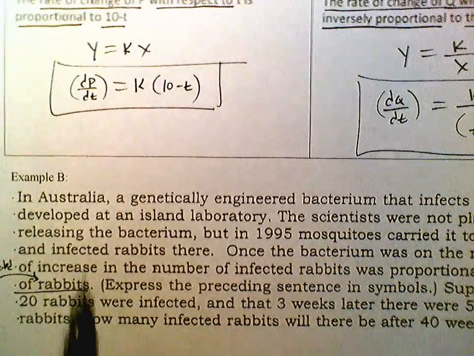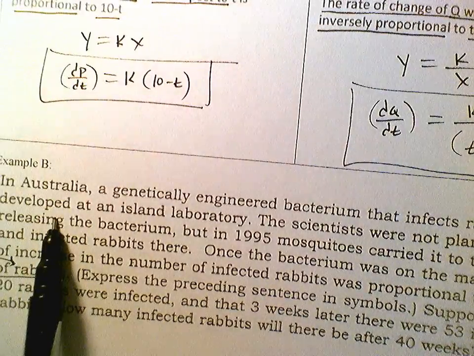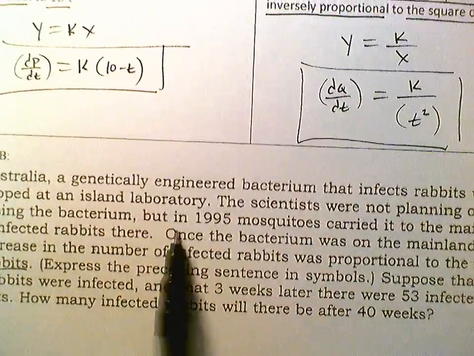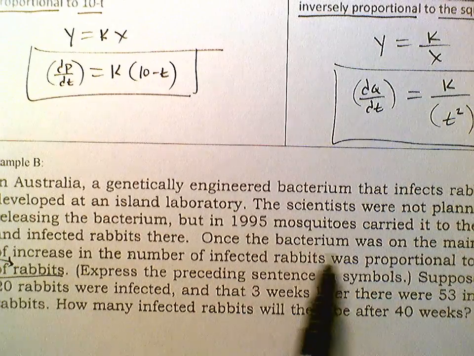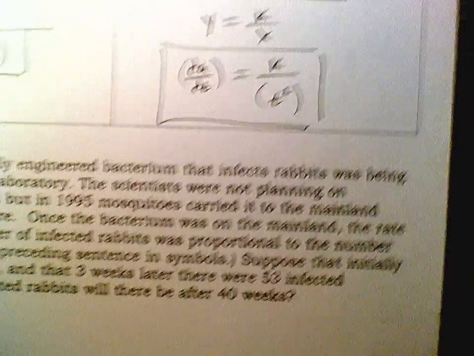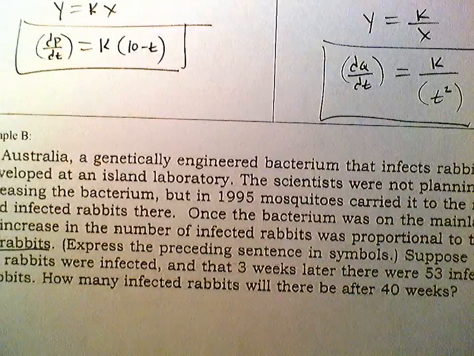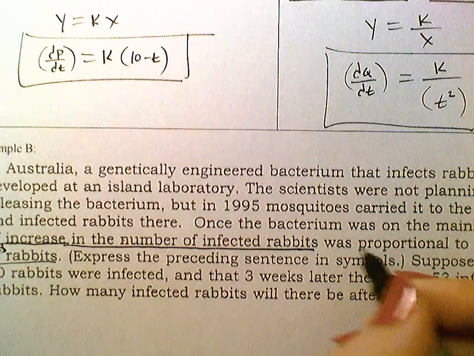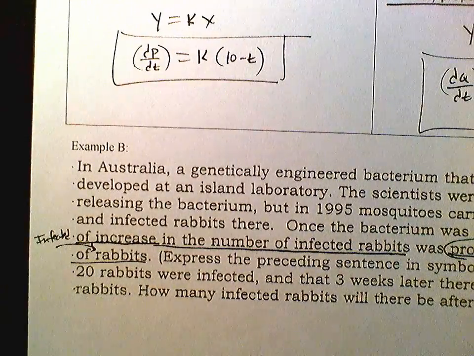Alrighty. So, in Australia, a genetically engineered bacterium that infects rabbits was being developed at an island laboratory. The scientists were not planning on releasing the bacterium, but in 1995, mosquitoes carried it to the mainland and infected rabbits there. Once the bacterium was on the mainland, the rate of increase, okay, as soon as I hear the word rate, they're starting to talk about calculus. The rate of increase in the number of infected rabbits was proportional, that means directly proportional, to the number of infected rabbits.